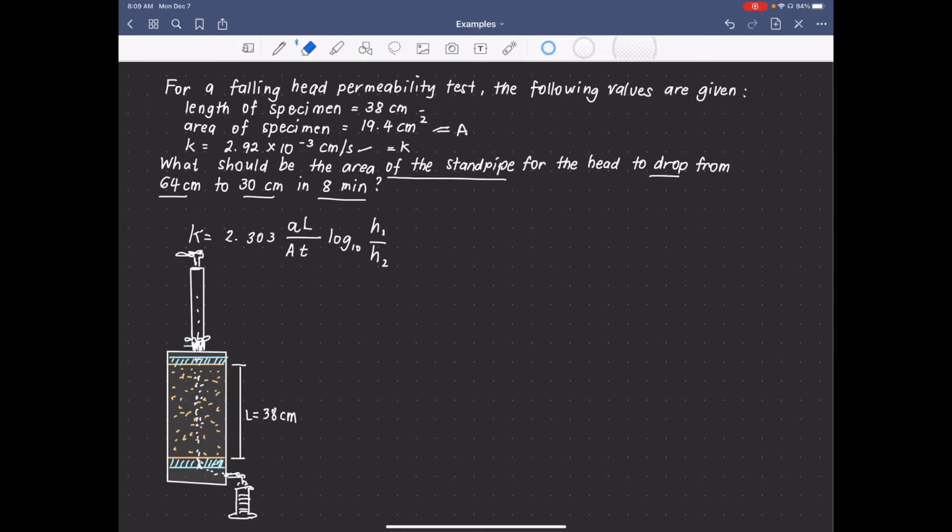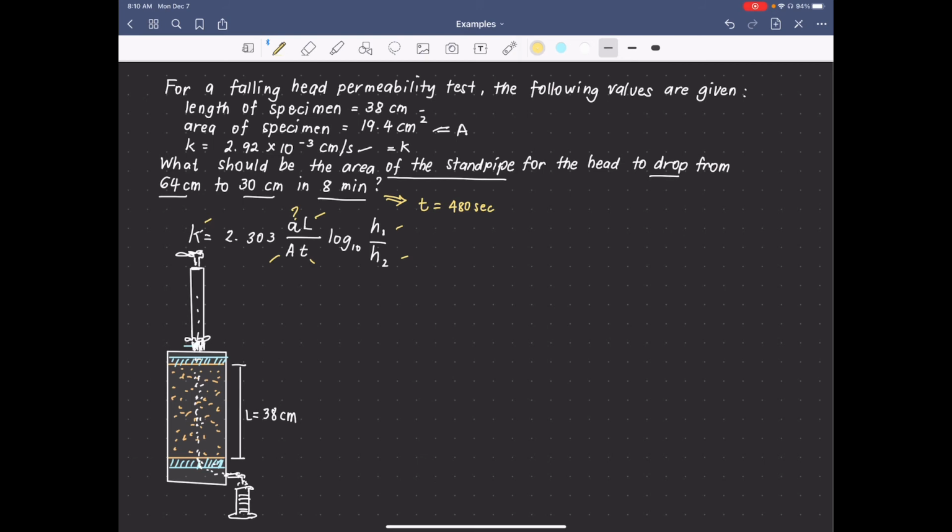let's check. The following are known already. We have the length of the specimen, we have the area of the specimen, time t is 8 minutes, or this is equivalent to how many seconds? t is equal to 8 minutes, that is 480 seconds. So this is already known. This is known, K. This is unknown, and H1 is known to be 64 centimeter, and this is 30 centimeter.